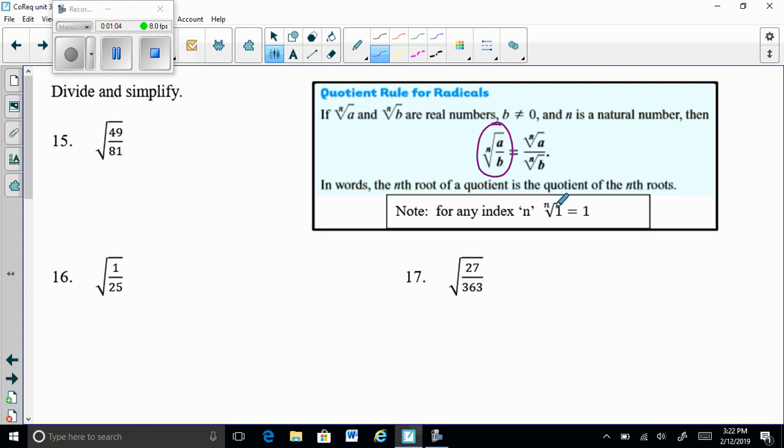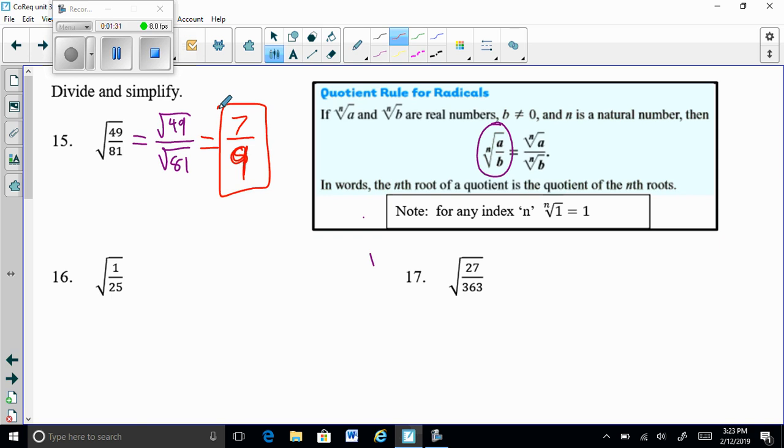If we look at number 15, you've got 49 over 81. Those two numbers don't simplify, but I can go ahead and break this up into the square root of 49 over the square root of 81. Then I can square root each one of those, so it should be 7 over 9. And there you go, that's your answer.